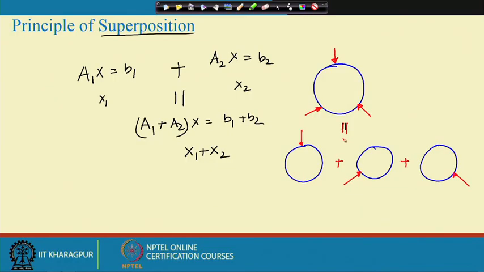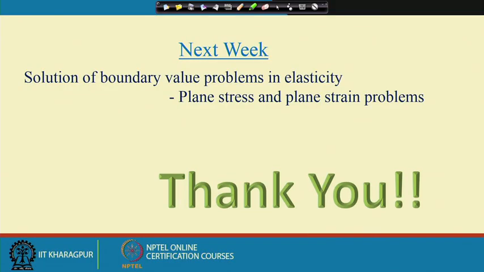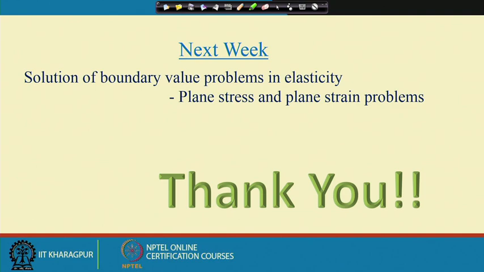Now, with this we are almost ready. We have already set the platform, all the necessary information that we require to go further and apply to solve some problems in elasticity. So, next week we will see how to solve the boundary value problems that we have formulated. And in the next class we introduce one of the very important concepts, that is plane stress and plane strain problems.